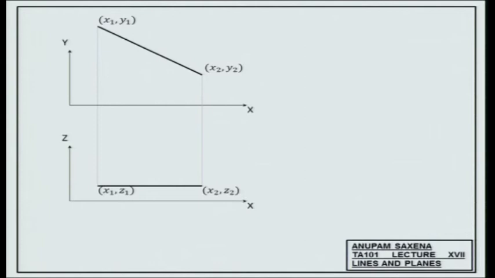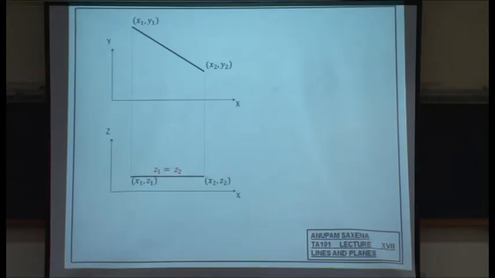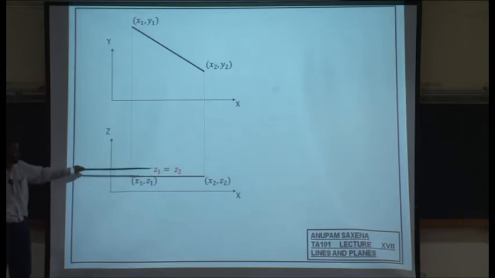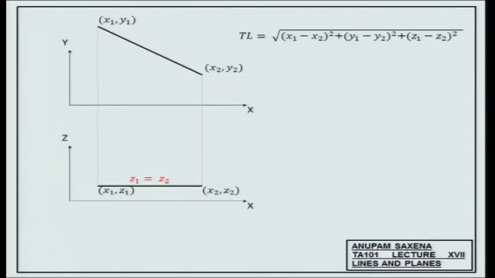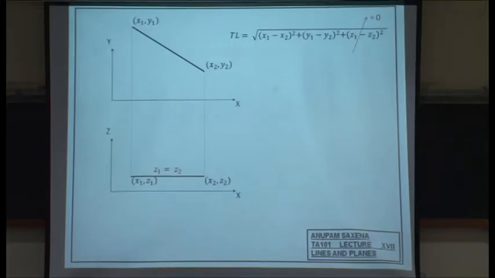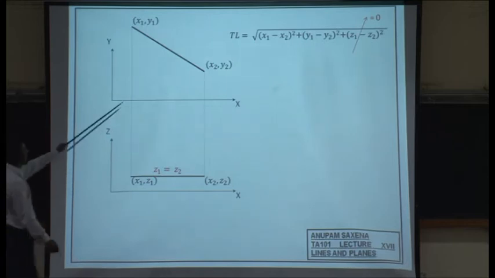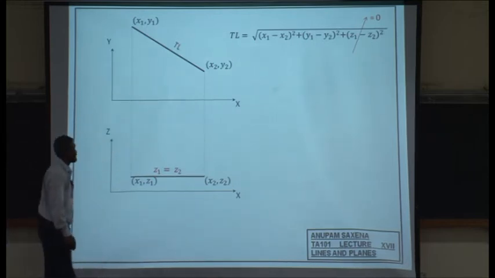Now, what do you expect the true length of a line to be in this case? In the frontal view on the vertical plane, z1 is z2. Look at that equation of yours from coordinate geometry. z1 minus z2 the whole squared is 0. Okay, so your true length is delta x the whole squared plus delta y the whole squared, which actually you can get from here. So this is TL.